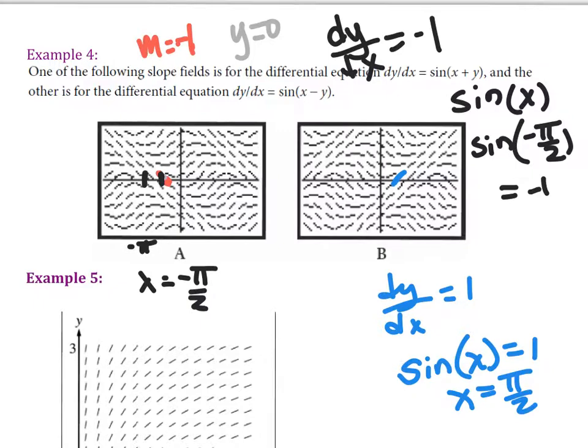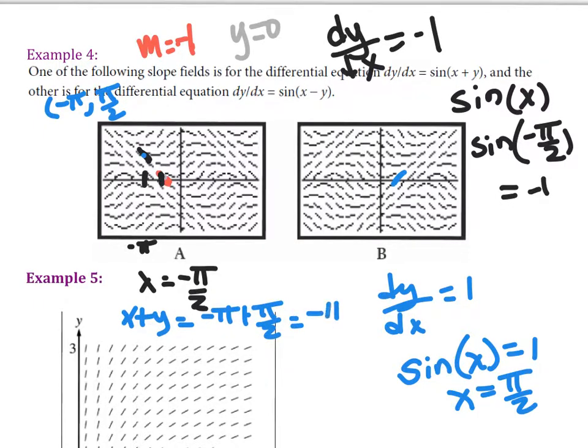And the slope right here, we could say that this point right here would be the point negative pi comma pi over 2. If I added the x and the y together, negative pi plus pi over 2, that would yield me again negative pi.